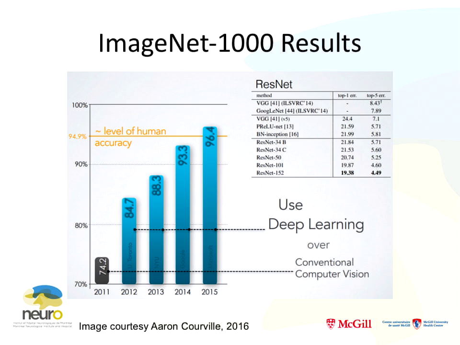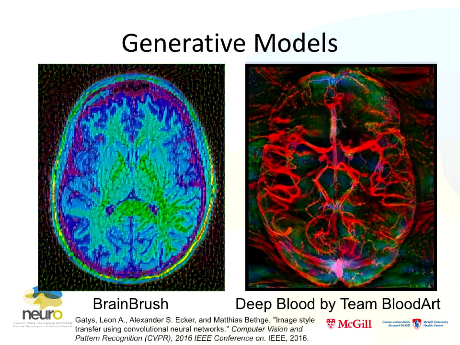And very rapidly after that, deep learning methods have surpassed human performance, and there are many who would claim that object recognition is solved. There's a lot of cool stuff you can do with deep learning.